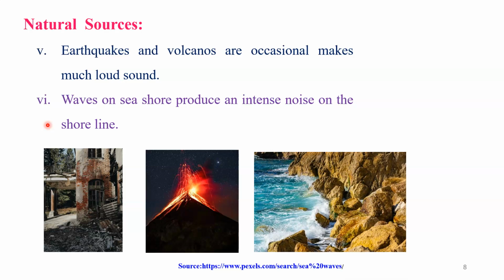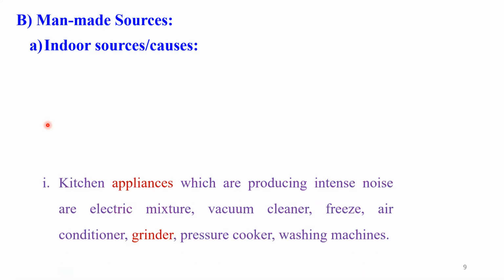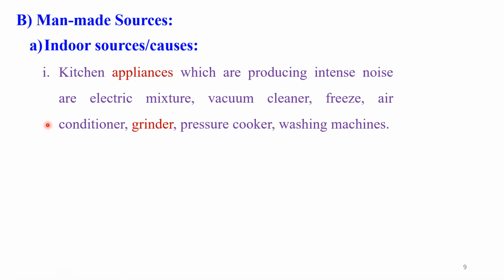Dear student, now let us discuss the man-made sources. Yes, I already explained that we can divide these sources into two categories. The first is indoor sources or indoor causes. It includes kitchen appliances which produce intense noise.